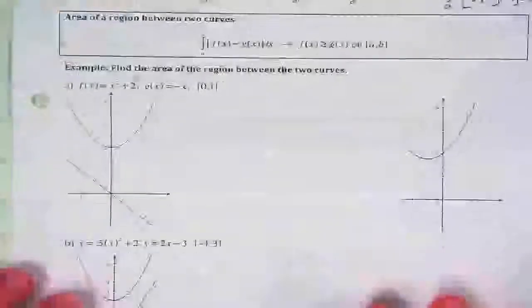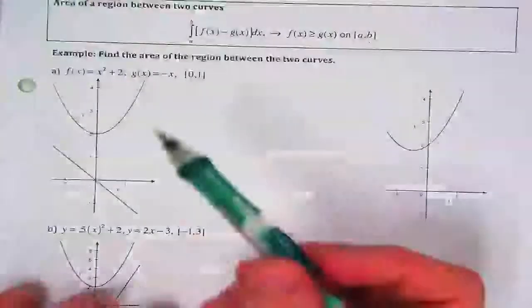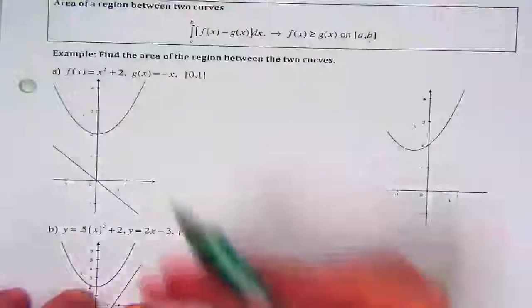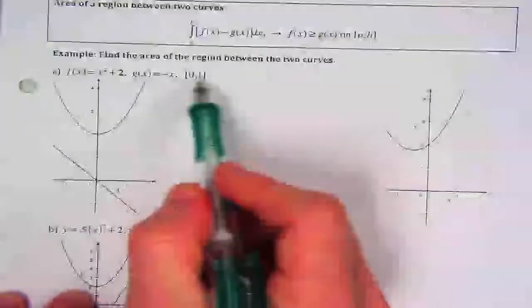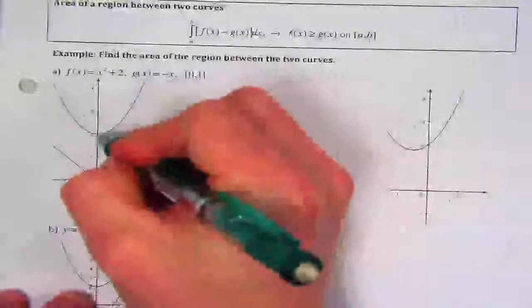So let's try example 1. Now in this case, it says find the area of the region between the two curves. So it's going to give you two functions and then a region. So we want this from 0 to 1. So let's go ahead and shade that.